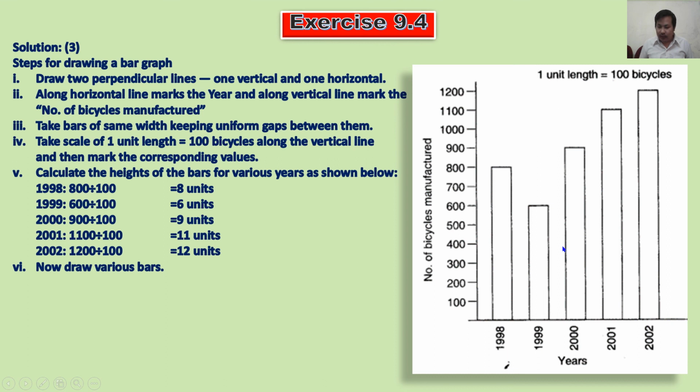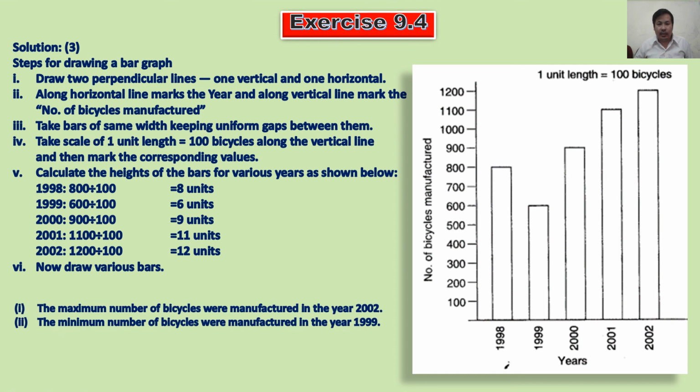Number 8: the maximum number of bicycles were manufactured in the year 2002. You see, the bar in 2002 is the highest bar, meaning the longest height, up to 12 units. It is 1,200 cycles that were manufactured here. So 2002 is the year where the maximum number of bicycles were produced, isn't it?